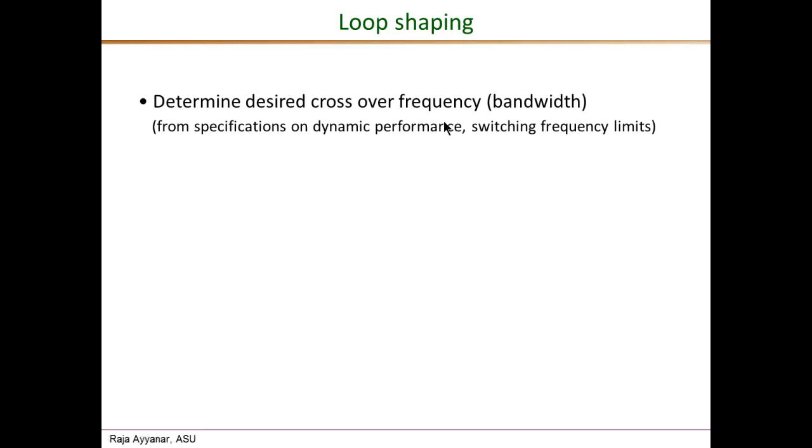The choice of crossover frequency can be obtained from the requirements on the dynamic performance, like what is the settling time required, for example, or what is the response time to step changes in the command reference, or more often it is dictated by the switching frequency related limits. So most often we will not have a bandwidth which is more than 1/10 of the switching frequency, and in most cases it is going to be much lower than this 1/10 of the switching frequency.